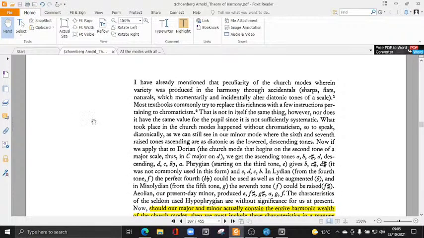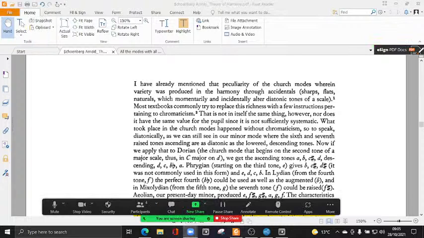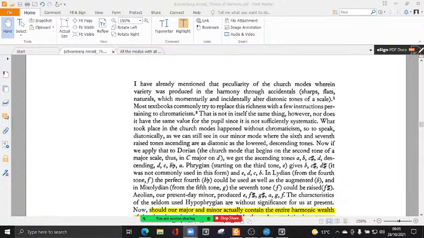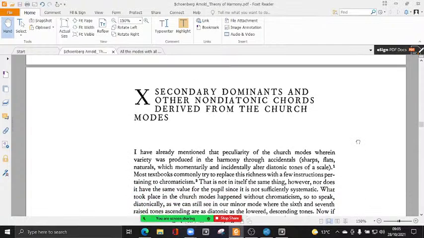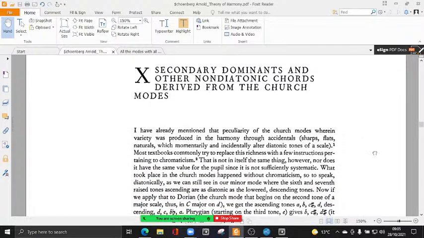So let's see. He has kind of a system, so we have to get into the system. Let me share this with you. I hope you can see it. So, secondary dominants and other non-diatonic chords derived from the church modes.